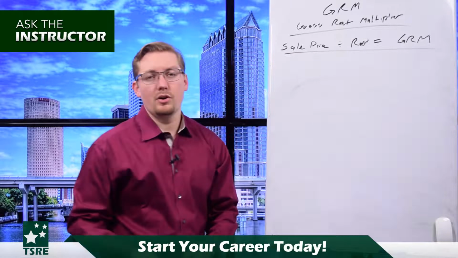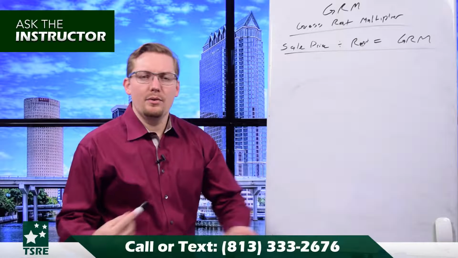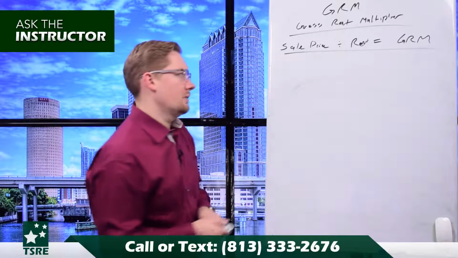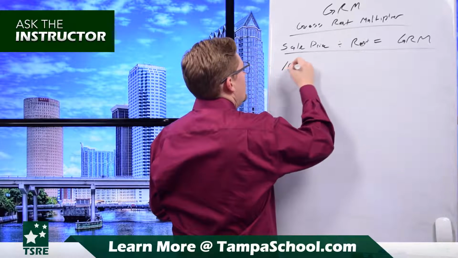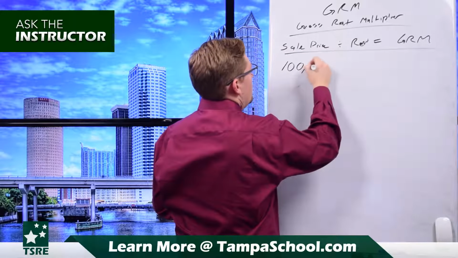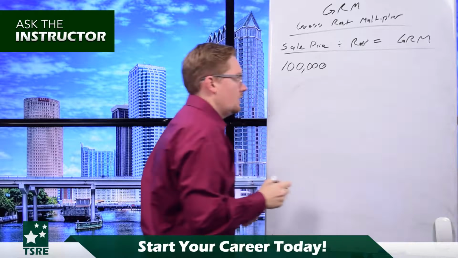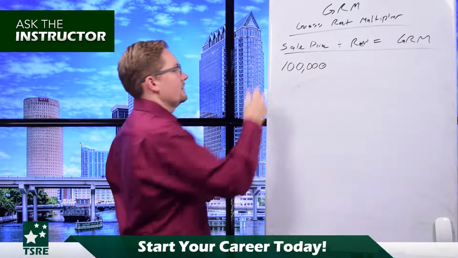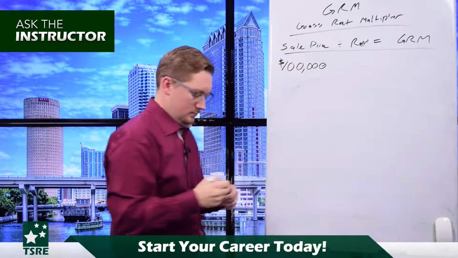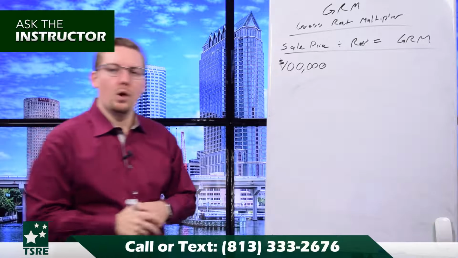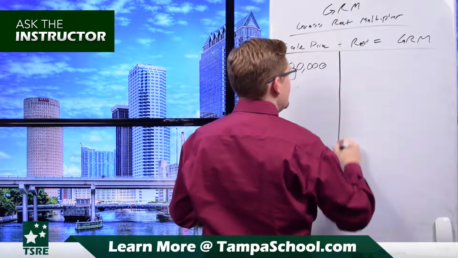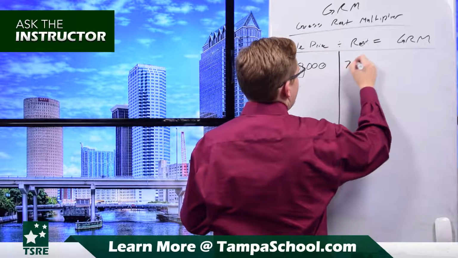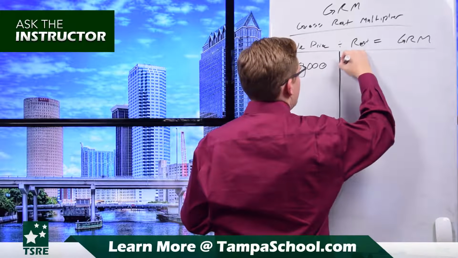So I'm going to go ahead and put some sale prices up here on the board, and then we'll match up some rents with that. And then we'll be able to calculate out a gross rent multiplier. So let's first start out with, let's say we've got a property with a $100,000 sale price. And let's say that this $100,000 property, the rent is, we'll say, $700 per month.